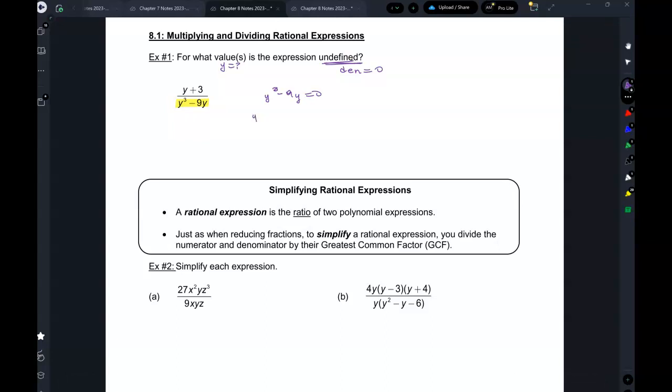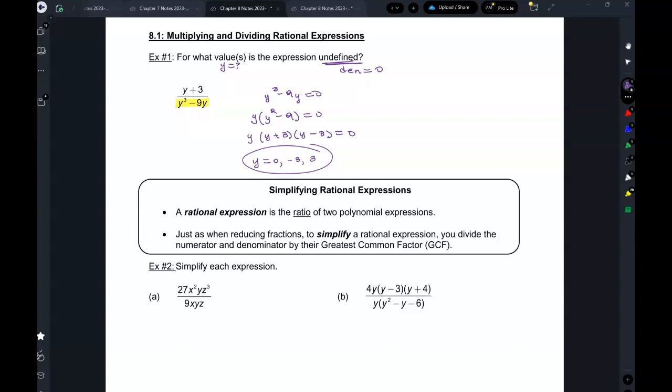So to factor this, I take out a y. I have y squared minus 9 equal to 0. So this is y plus 3, y minus 3 equal to 0. So y is 0, -3, and +3. At those 3 points, when y is 0, or when y is -3, or when y is +3, this function or this expression is undefined, right?